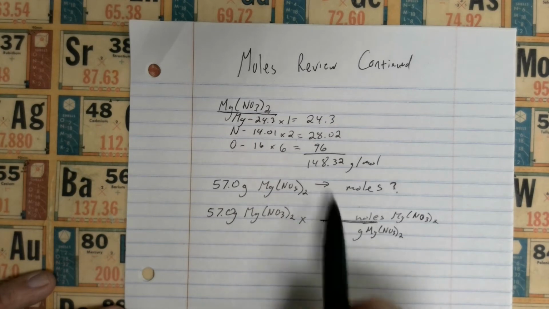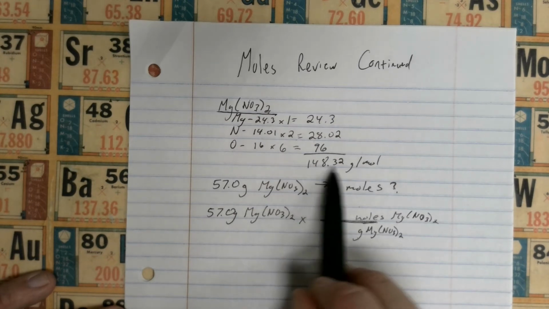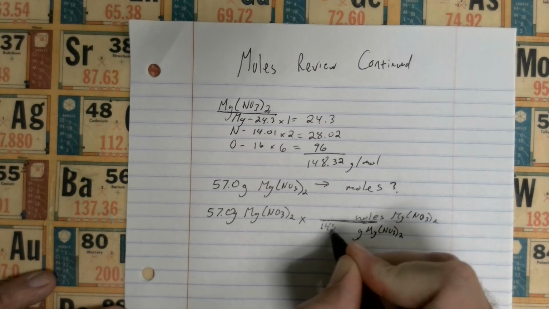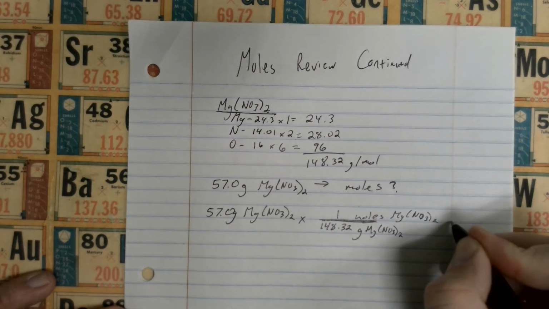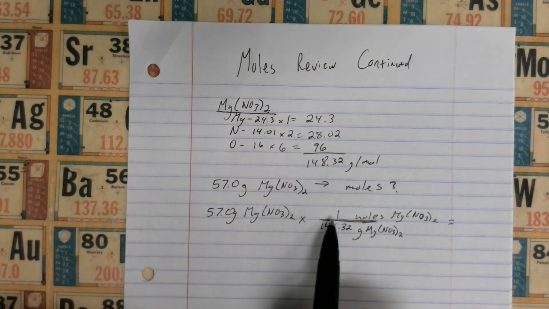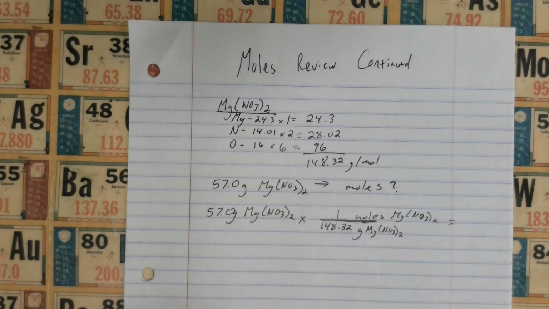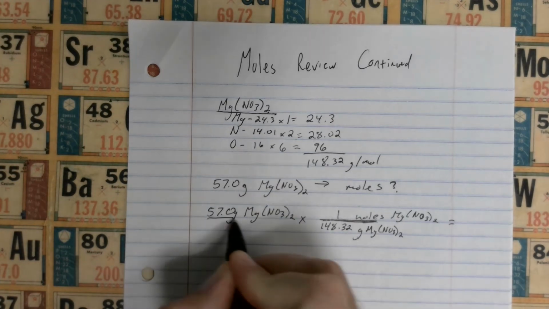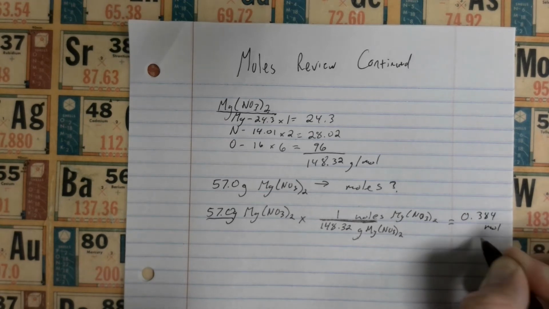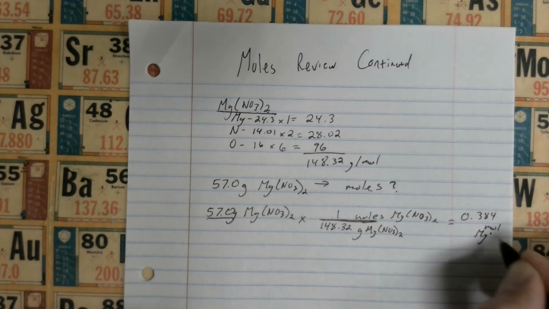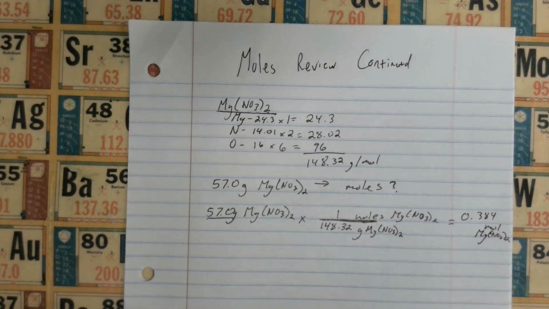So now, this is grams per mole, I simply use this molar mass and plug in the number. 148.32 grams will give me 1 mole. Now I solve. Multiply the top, 57 times 1, that's 57. And then divide by 148.32. So I'm going to put that in my calculator, 57 divided by 148.32. And I only get 3 sig figs here. So I'm going to get 0.384 moles Mg(NO3)2. And there would be my answer.